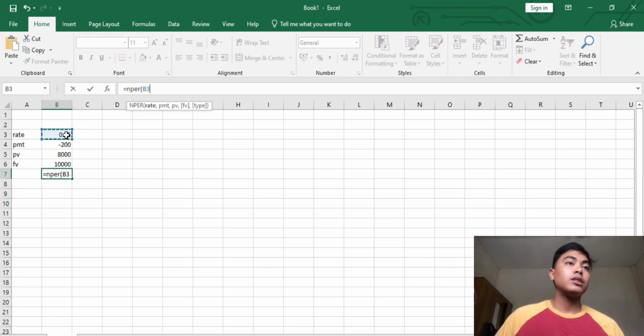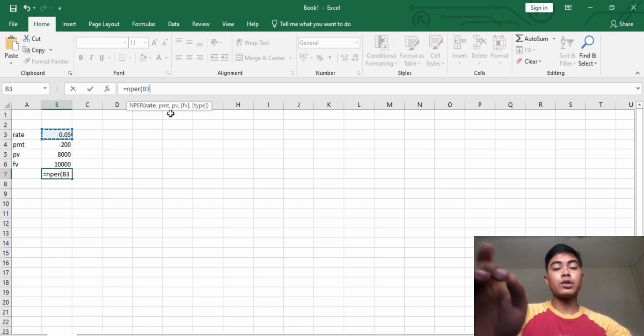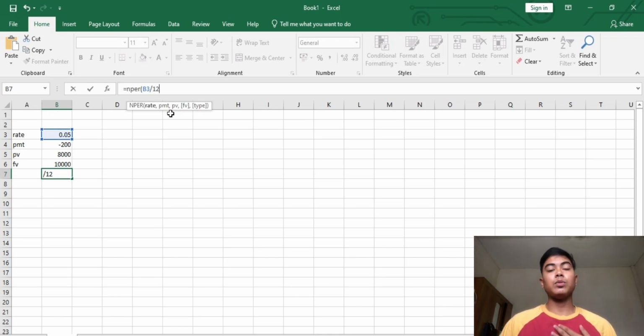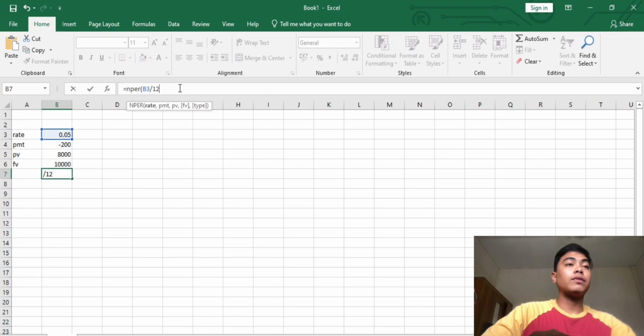So for the rate 0.05, then of course we need to divide it by 12 because when we talk about loans, we are talking about monthly basis payments, not annual basis payments. So we need to divide it by 12. The next one is the payment, which is negative 200, B4, present value at B5, and then the future value 10,000.